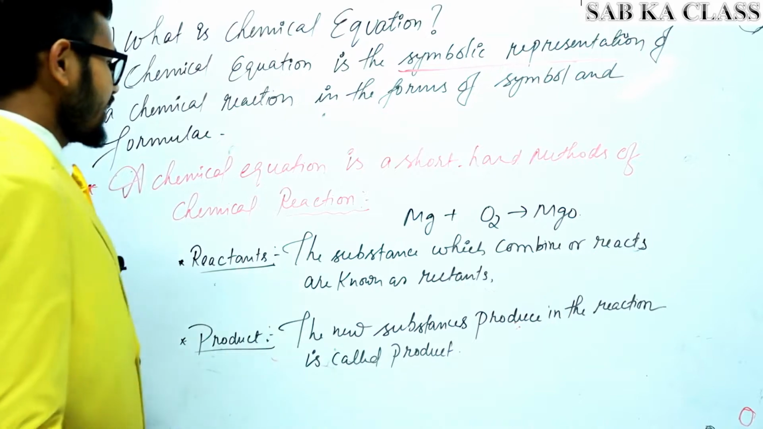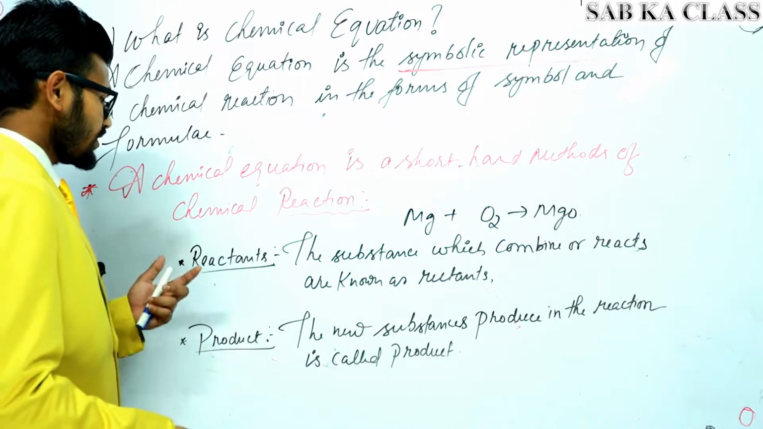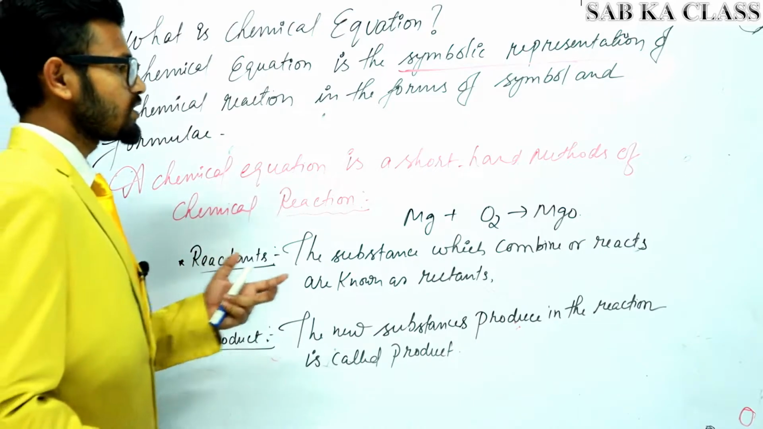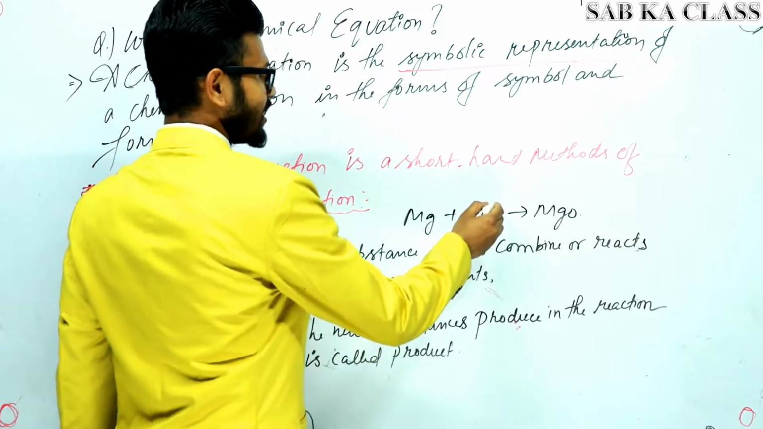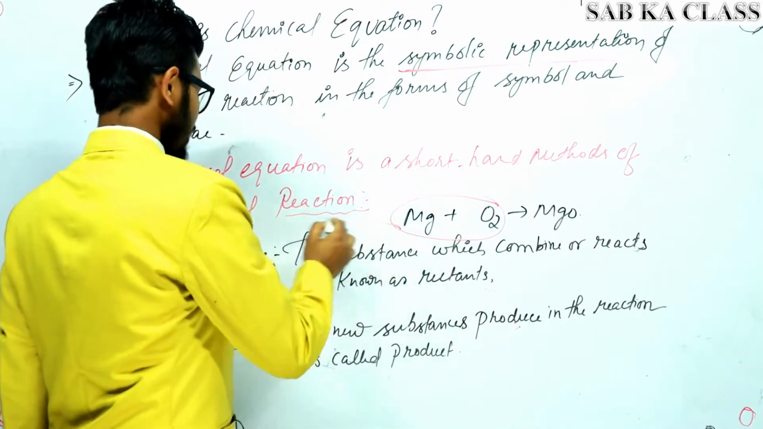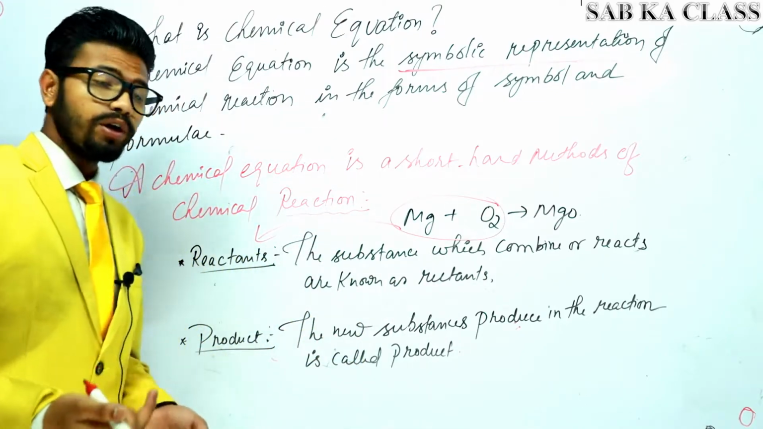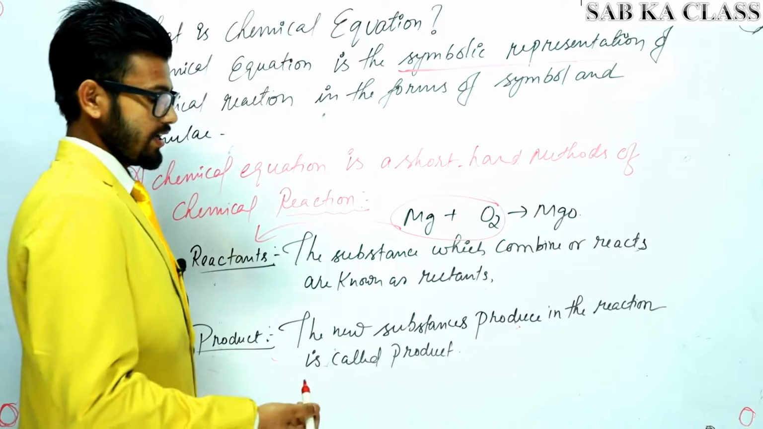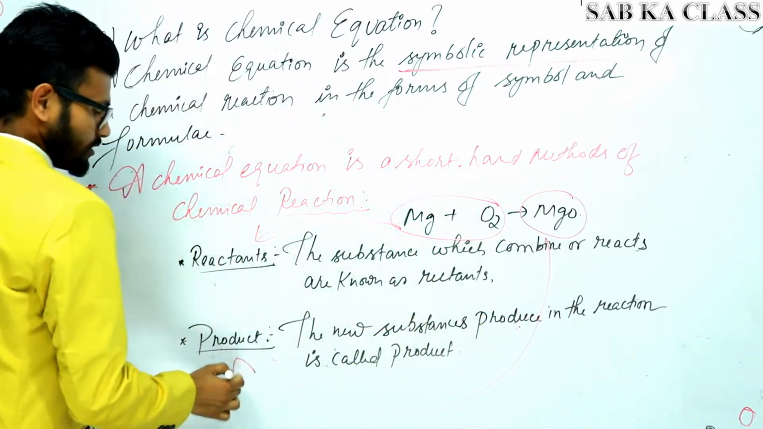Now let us define and write the definition of the following terms. What are reactants? The substances which combine or react are known as reactants. What are the reactants here? Here the reactants are magnesium and oxygen. This is an example of a reactant. Now what is a product? The new substance produced in the reaction is called a product. So what is the new substance here? MgO, that is the product.